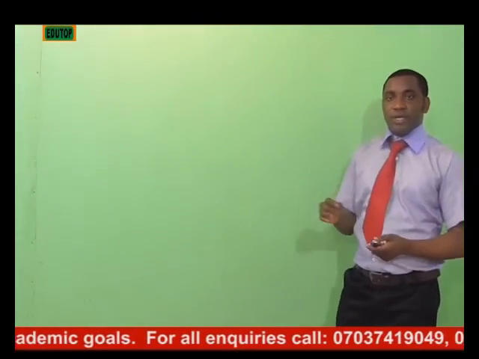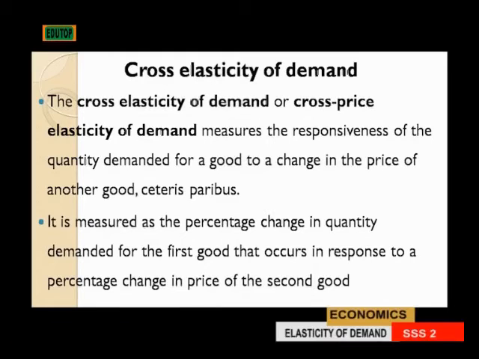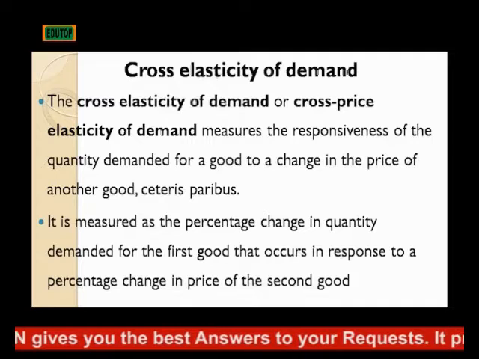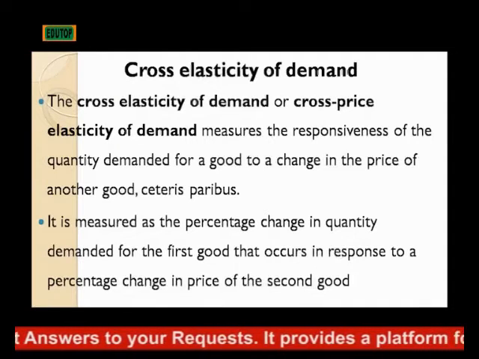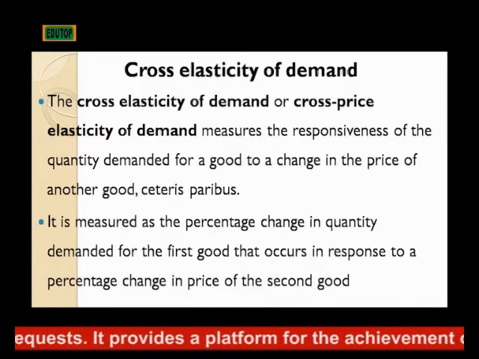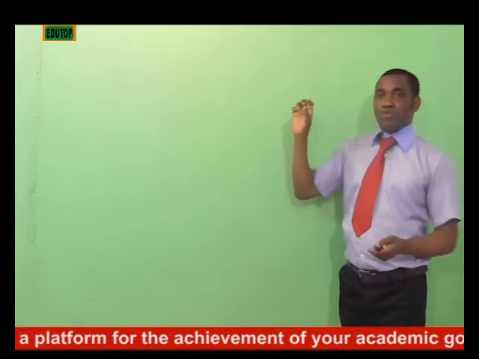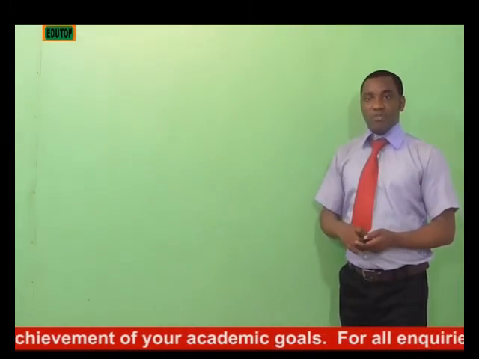Cross elasticity of demand. The cross elasticity of demand, also known as cross price elasticity of demand, measures the responsiveness of the quantity demanded for a good to a change in the price of another good. That is, with two goods, the price of one good can affect the quantity demanded of another good, especially when we have substitute goods and complement goods. Those are the two major examples of goods to which cross price elasticity of demand is applicable.